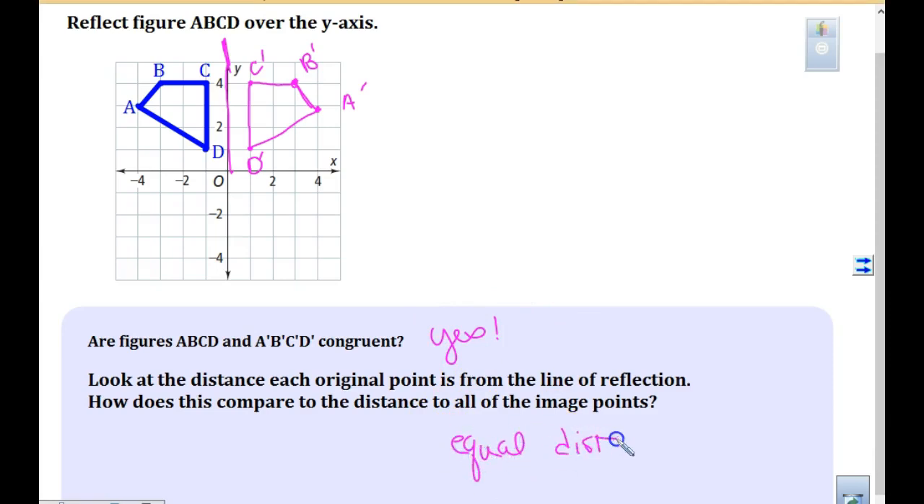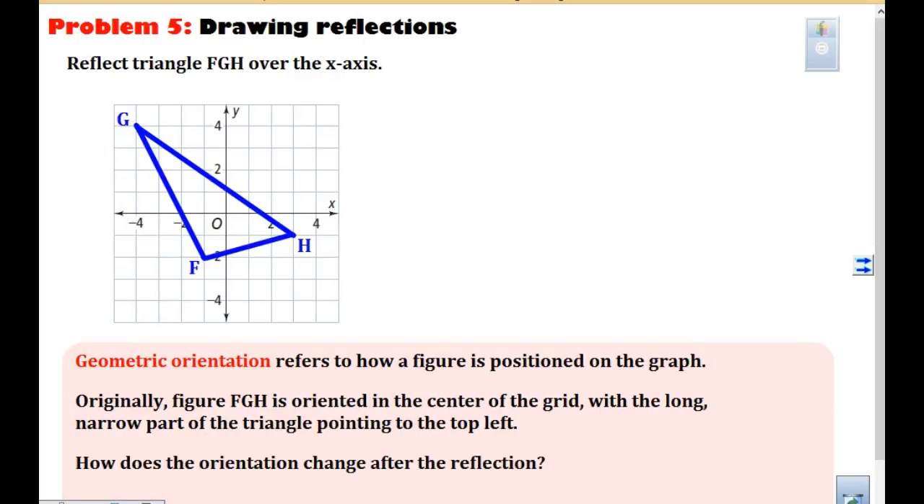So I notice that A is 4 units away. I notice A prime is 4 units away from that line of reflection. Okay? So now we're going to take a look down at that next part. They ask us to reflect it over the x-axis. So again, just make sure you know which axis you're reflecting over. Sometimes people like to almost make a dashed line or put a line. That's the one we're reflecting over.